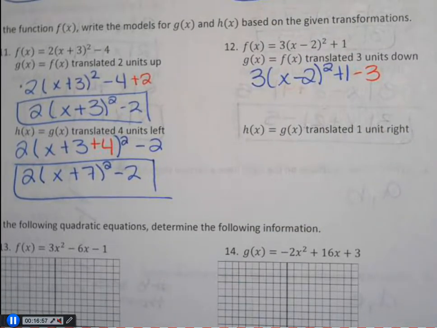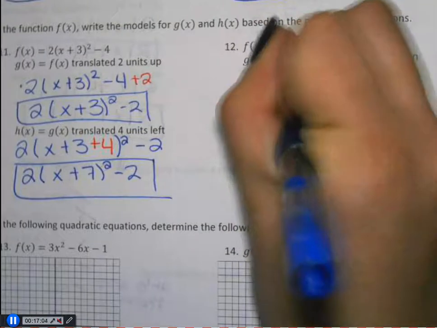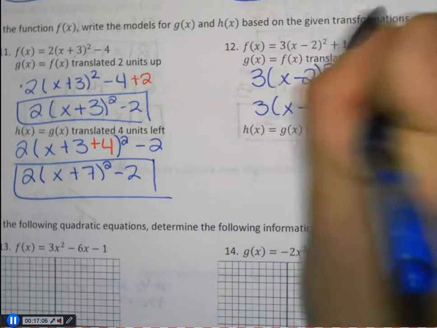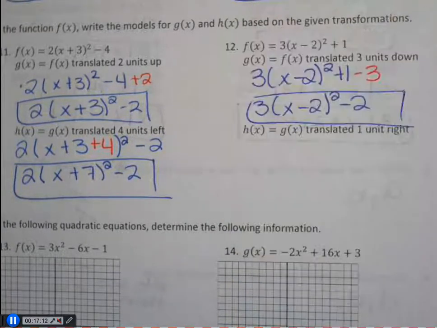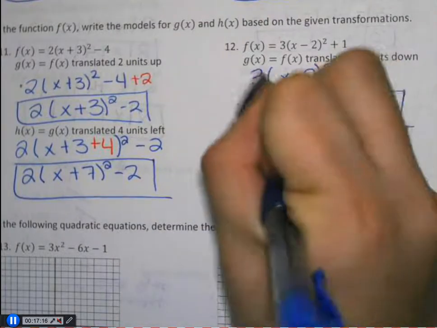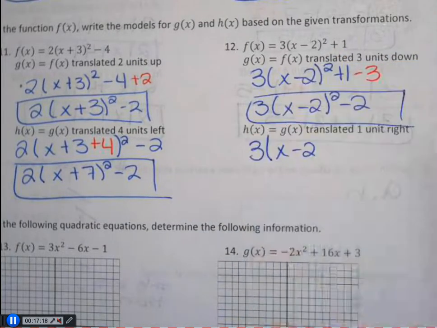Okay, so then we subtract 3, and it turns into 3 times x minus 2 squared minus 2. Okay, the second one wants me to go 1 unit right, so I subtract 1 on the inside, because it's opposite the sign on the inside.